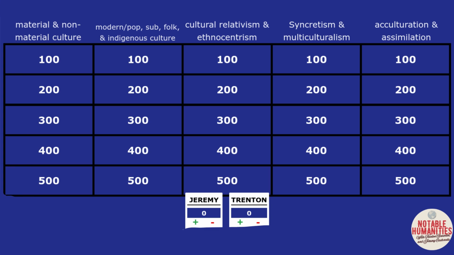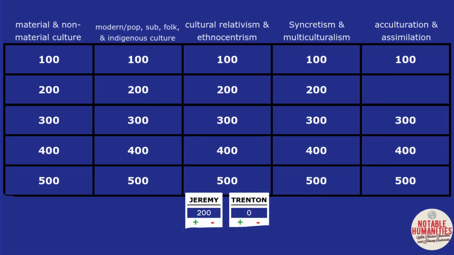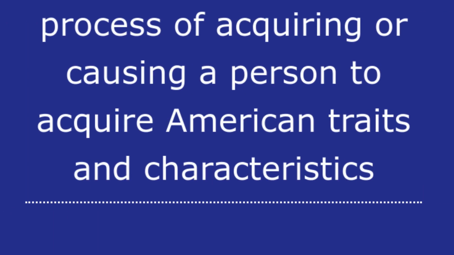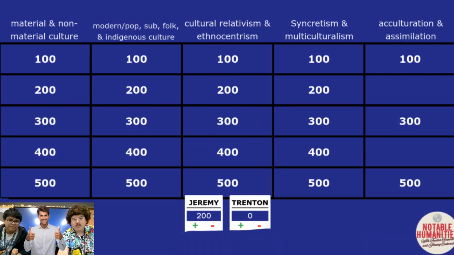Jeremy, your knowledge is awe-inspiring. Where do we begin? I want to do acculturation and assimilation for 200. The process in which a minority group or culture resembles a society's majority group. What is assimilation? That's right. Acculturation and assimilation for 400. Process of acquiring or causing a person to acquire American traits and characteristics. What is acculturation? Americanization.